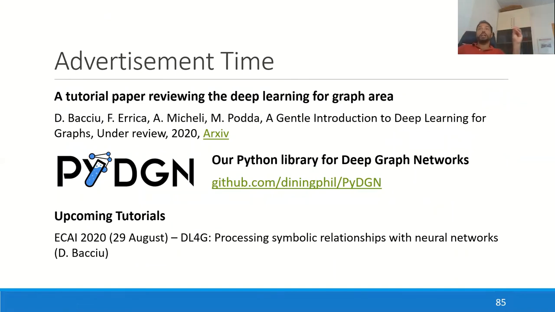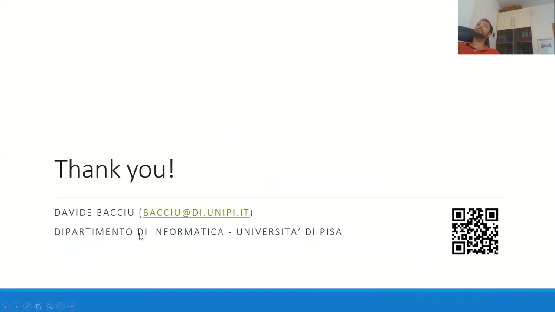If you like this very rushed tutorial, you have far more information in a paper which is on arXiv, but is now accepted for the Neural Networks journal, which is the first article that you see there. Please use our Python library, and there is going to be a longer version of this tutorial upcoming at ECAI 2020, and this is free. So you're free to register to ECAI 2020 and to follow the longer and less rushed version of this tutorial. Many thanks for attending, and sorry for the rushing.